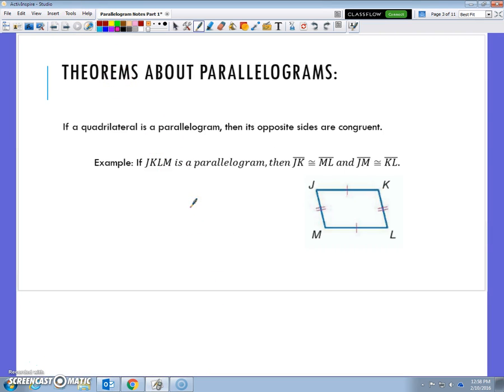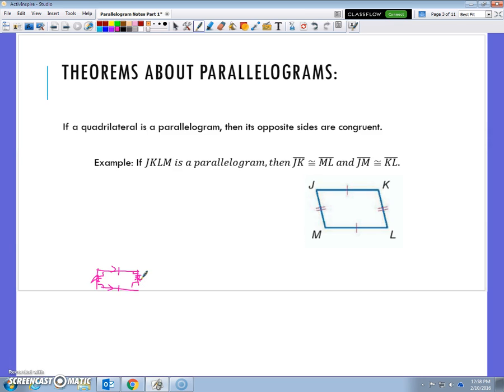Okay, if we have a quadrilateral that's a parallelogram, then the opposite sides are congruent. Not only are they parallel, but they're also congruent. So that's important as well. The most common example would be a rectangle. If we just had a rectangle and these are all right angles in here, we would know that this side and this side are of equal length, and so are these two opposite sides. We also know in a rectangle that it also has two pairs of parallel sides as well.